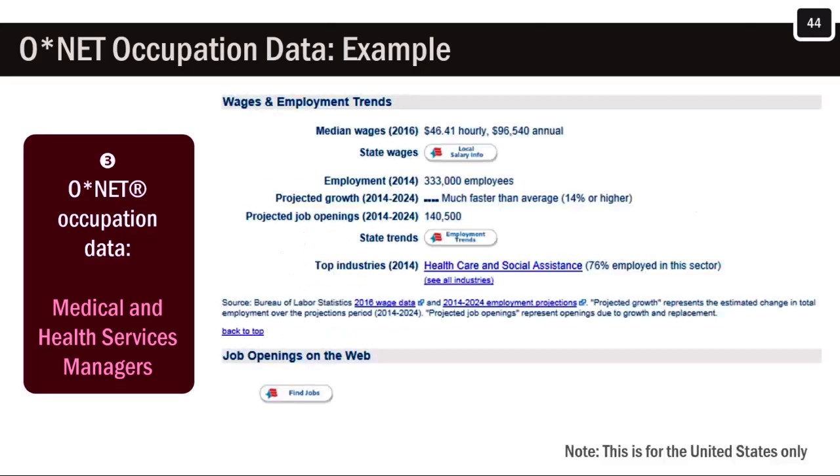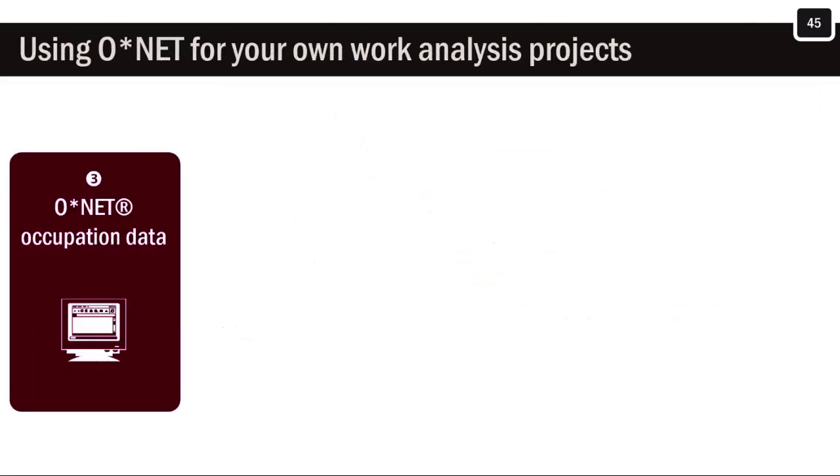And if you're looking for a job in the US, you may be interested in the section of the report called Wages and Employment Trends, which shows median wages and projected growth or decline in the jobs in this particular occupation. All in all, O*NET provides a wealth of information on occupations. You can use this data to develop a very detailed job description and person specification for any job. All it takes is 5 easy steps.